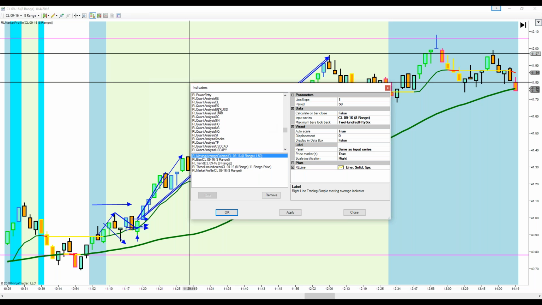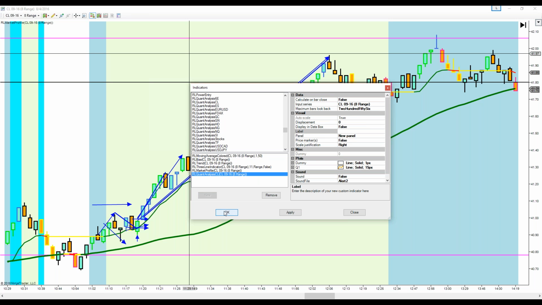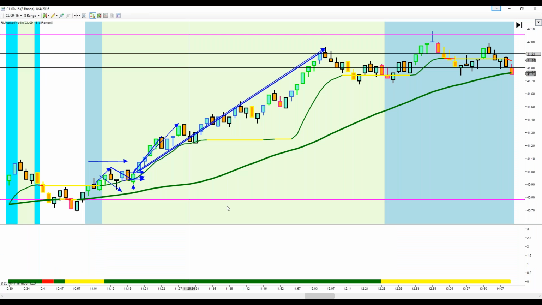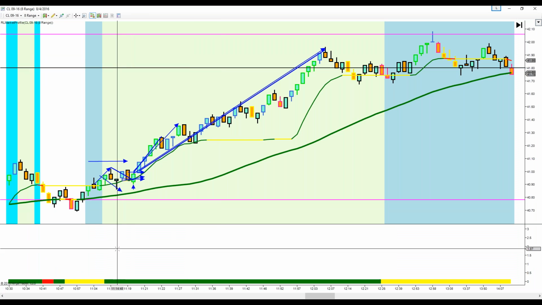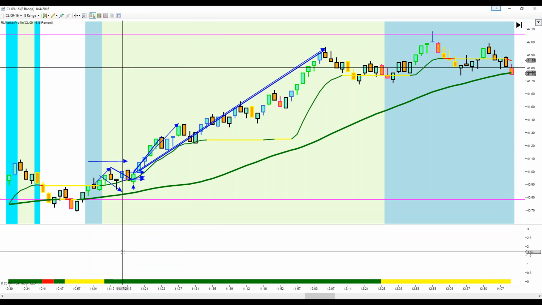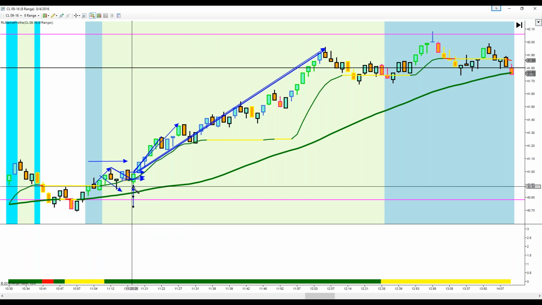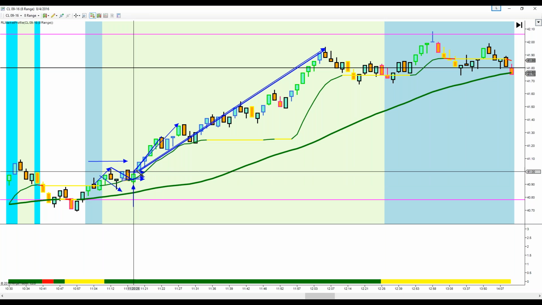Let me just find the crude quant. Remember, you want to trade with the quant as well. And right here is where the quant goes green. So when you've got all of this, you're going to look for some retracement to support to take long.